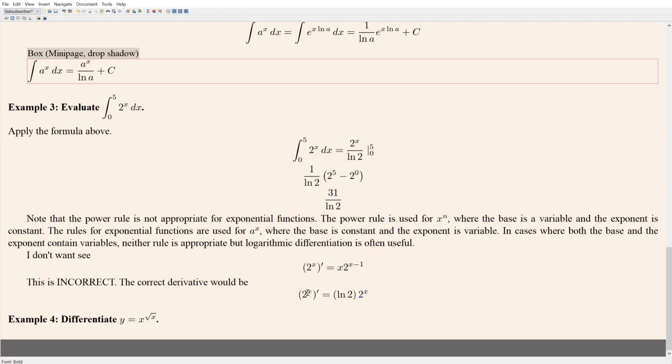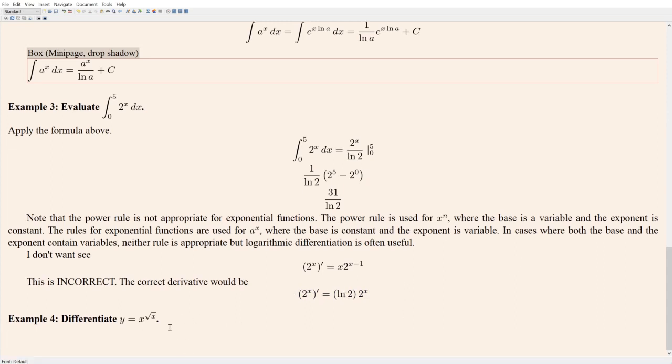Right. So it's unchanged. You just multiply by the log of the base. Now, what about something like this? x to the power root x.